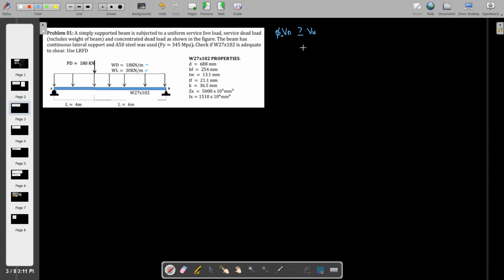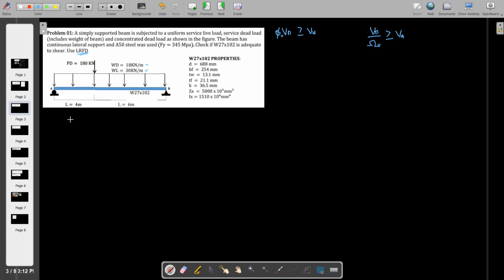Okay? Actually, there are two. The Vu is a factored load. The other one is in ASD, where Vn should be divided by this omega V, and this shall always be greater than your loads, which are not factored. So in here, I'll just concentrate on LRFD, because that is specified in the problem.